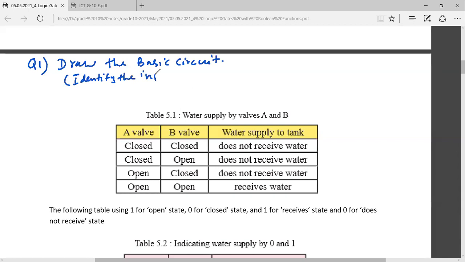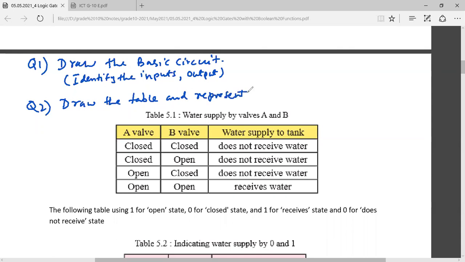Identify the inputs and output. Right? Q2, draw the table and represent the states with 1 and 0. So the same table you have to go with ones and zeros. Right, try it.